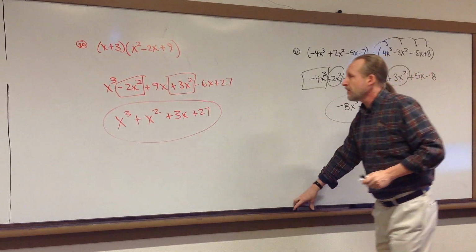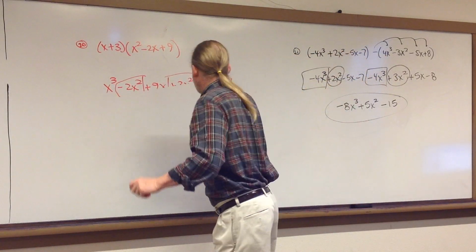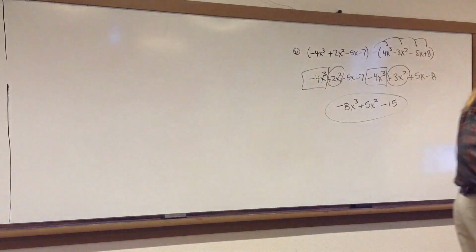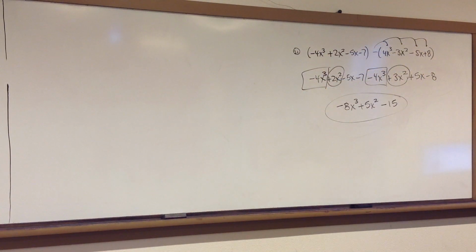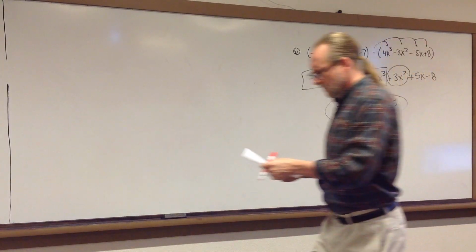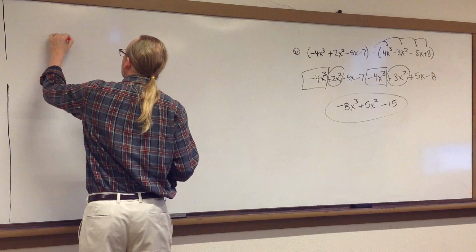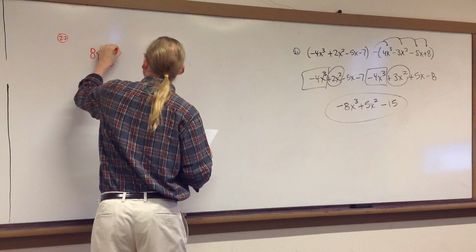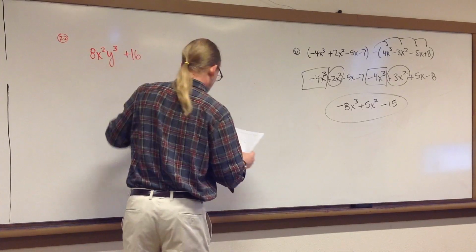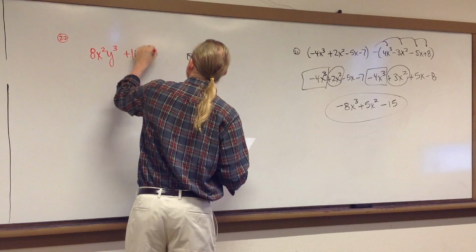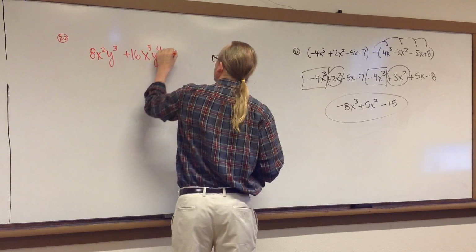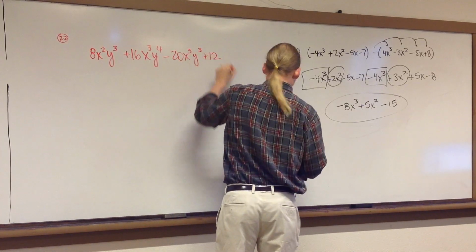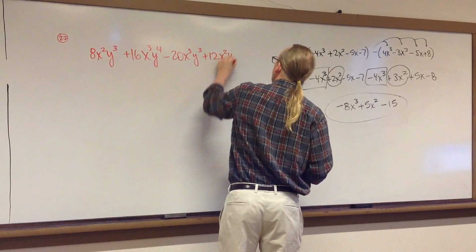All right, one more problem. And this is a factoring, the greatest common factor problem. So let's take a look at that. All right, problem 22, we start out 8x squared y cubed plus 16x cubed y to the fourth minus 20x cubed y cubed and plus 12x squared y to the fifth.